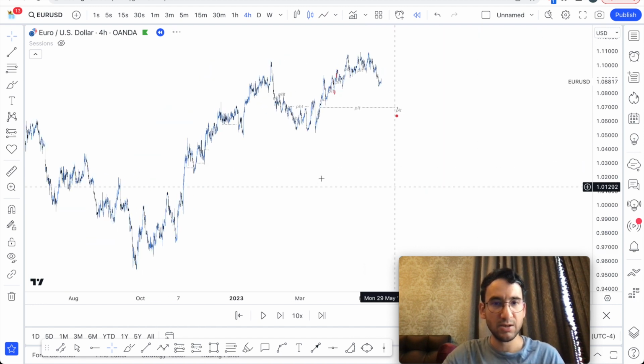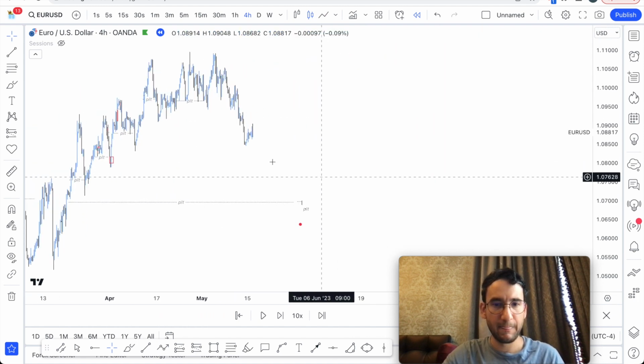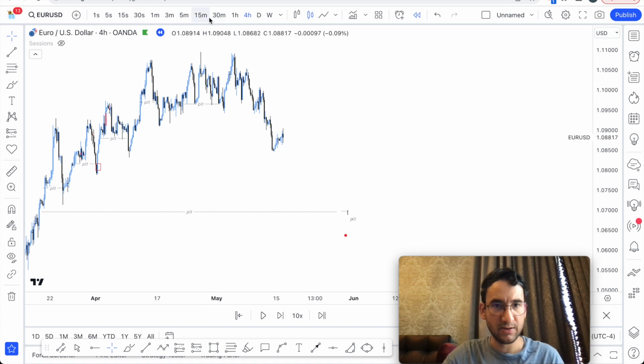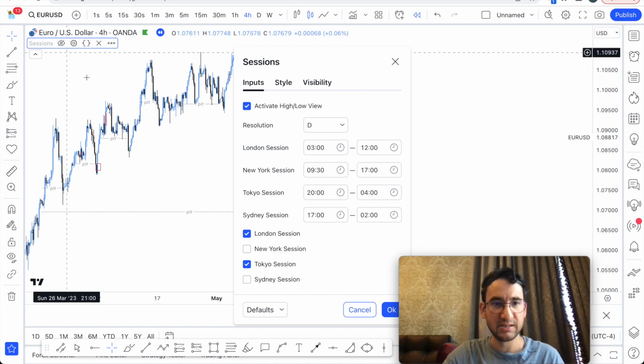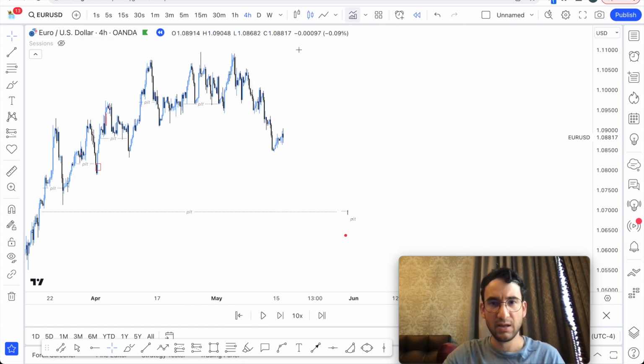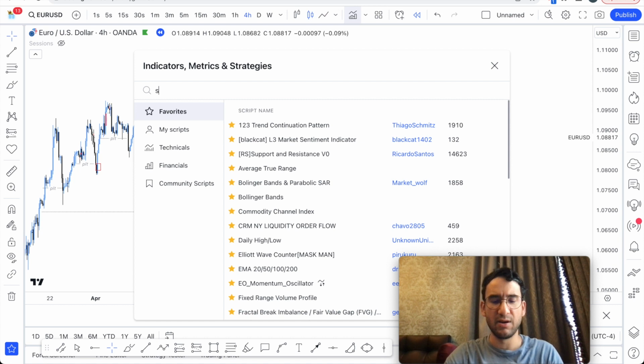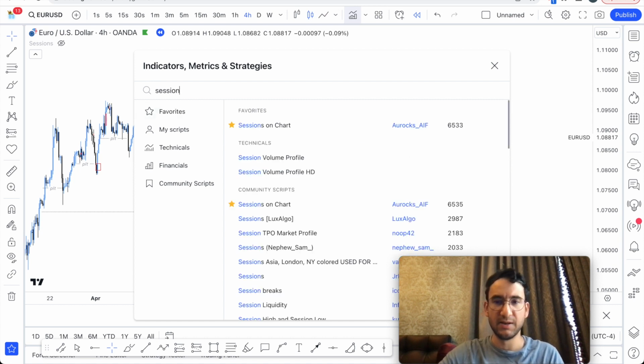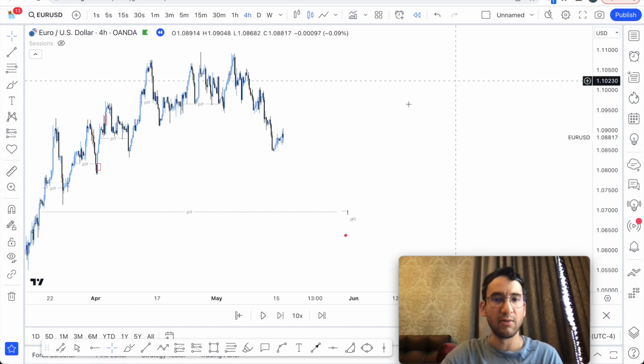Okay, let's go to the left and look at this. Let's go down to the 15-minute. Actually, if you haven't toggled this on, have these sessions on. You can get it by this indicator, ROX underscore AIF. These are the sessions you need to get, so toggle them on.